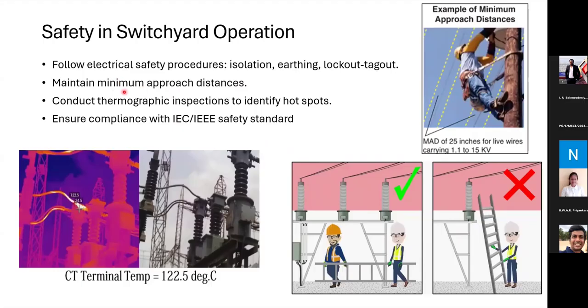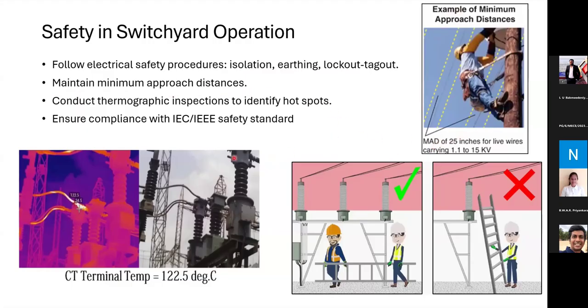So you need to follow electrical safety procedures when operating in switchyards: proper isolation, earthing, and lockout tagout action to make sure that you don't unintentionally create high voltage terminals or surfaces at the switchyard. And you have to maintain the minimum approach distance, or MAD, as an approximation.